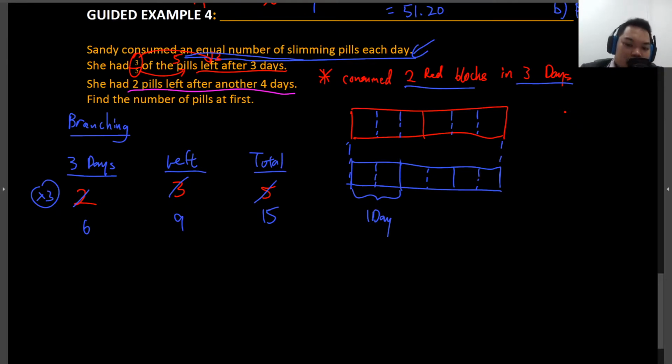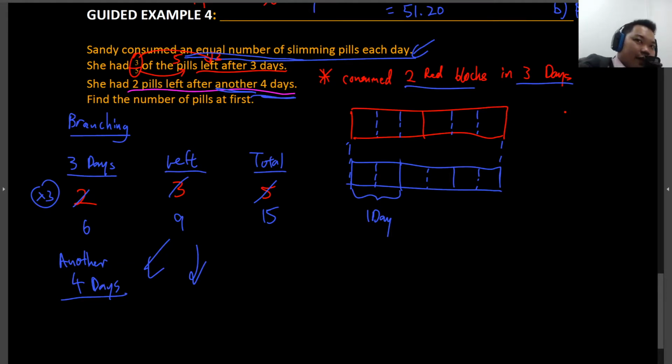Now, after another 4 days, what's going to happen? Let me just emphasize this keyword, another 4 days. That means it's not the end of day 4. It is the end of day 7, because after day 3, another 4 days will be the end of day 7. So that's a keyword you have to take note of. If in 1 day you consume 2 units, in 4 days you'll be consuming how many units?